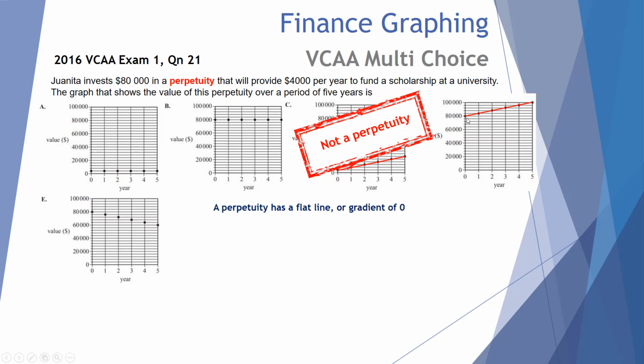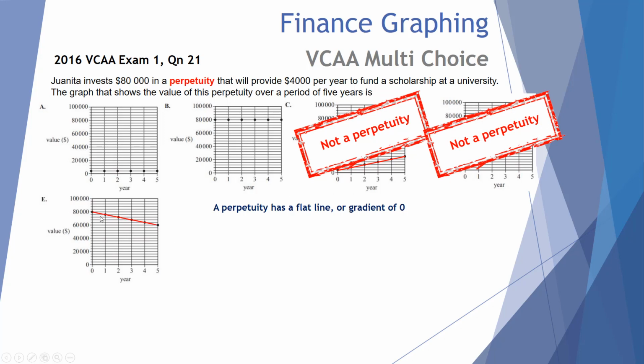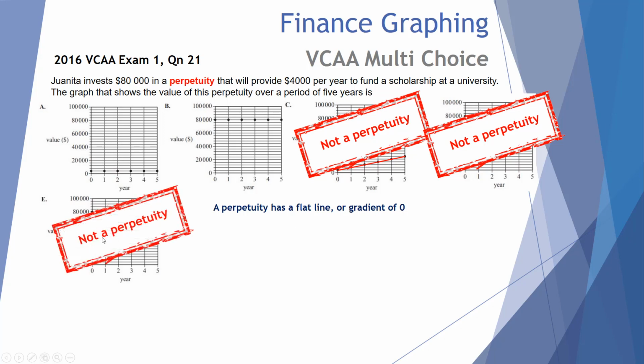Option D has a straight line, again with a gradient other than 0, so that's not a perpetuity. And option D, it has a negative constant gradient, again not a flat line or a gradient of 0, so that's not a perpetuity. That leaves us with option A that does have a flat line, yes, and option B that also has a flat line. So it's a case of which one of these is correct. We need more information other than just a perpetuity graph.